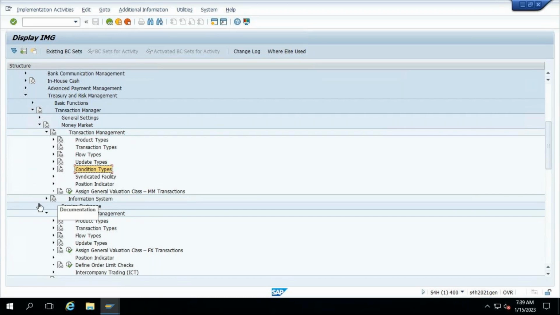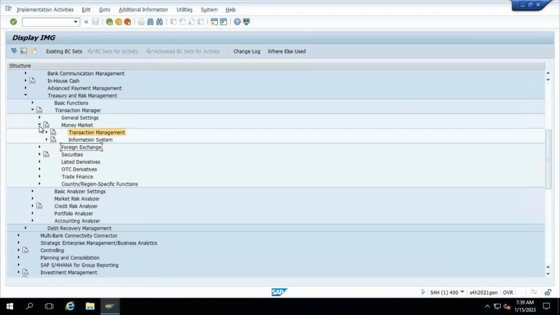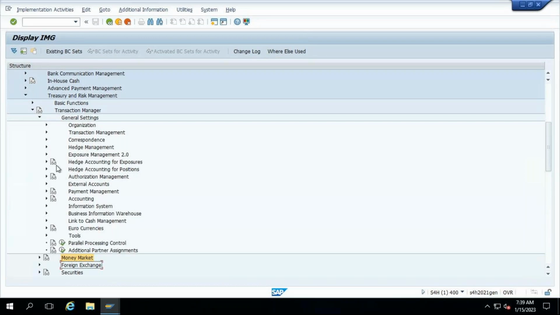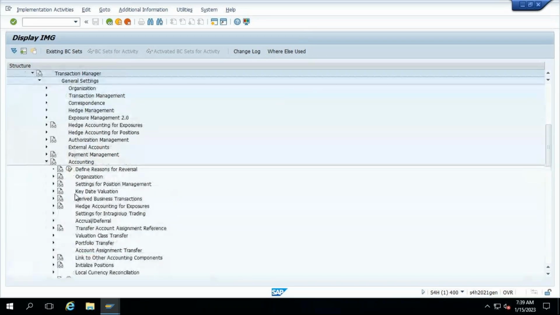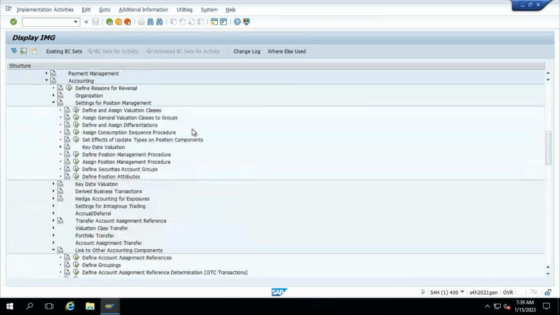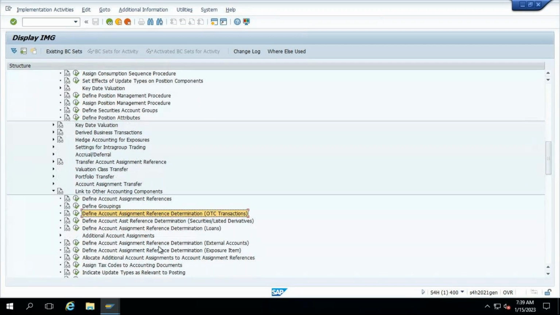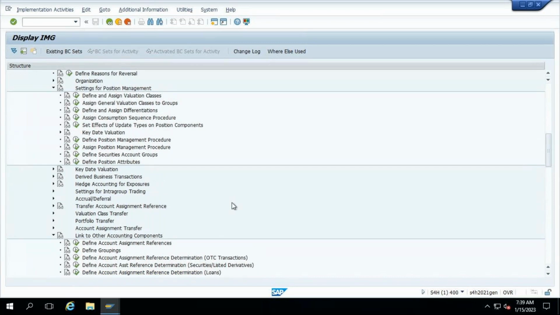then condition type. Apart from that, there is another configuration which I have termed account determination level. If you go to the account determination level, you can see the link to other components. These are the various settings for position management, general valuation class, account assignment reference determination, and account assignment. So these are the two levels of configuration in TRM: product level configuration and account determination level configuration.